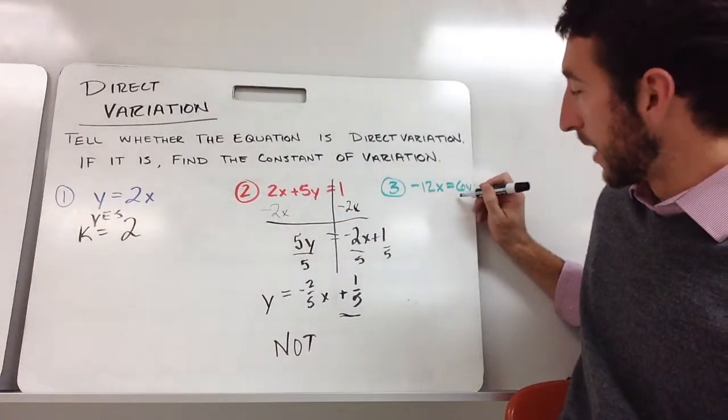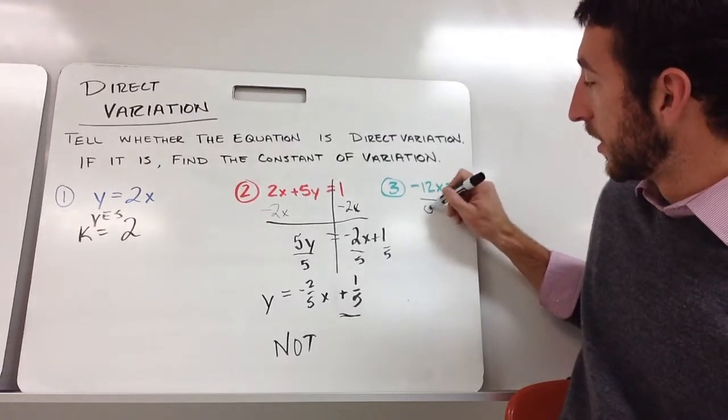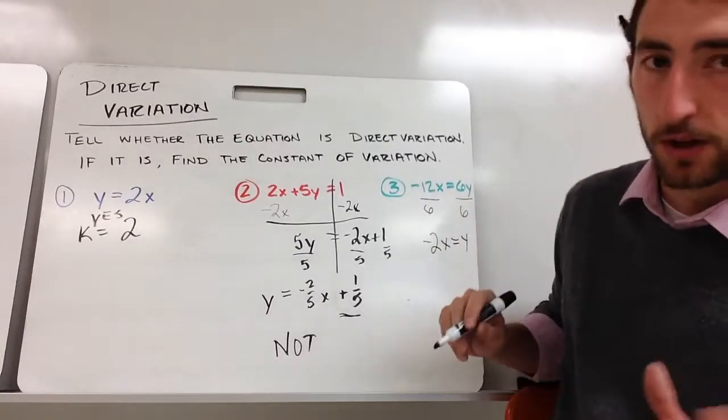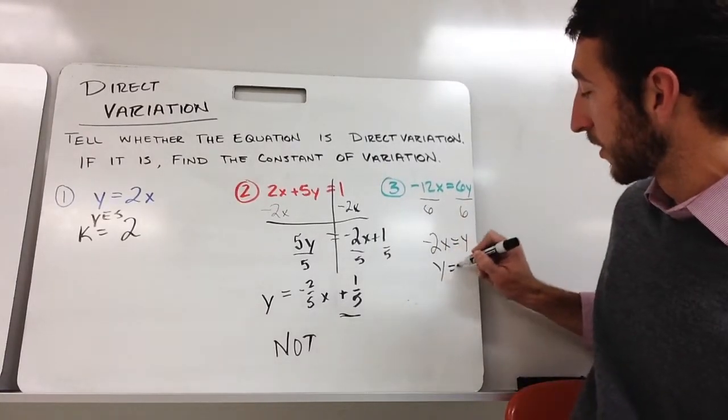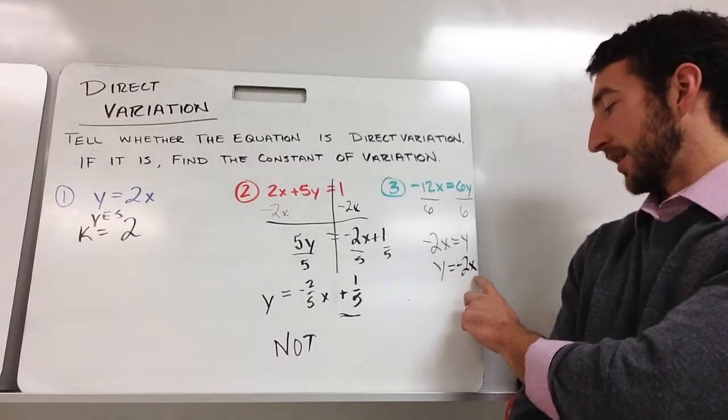So I need to get my y by itself. So what I'm going to do is take this, divide by 6, divide by 6, so I get negative 2x equals y. And if you're really picky, you can switch those around. So I got my y equals k times x.